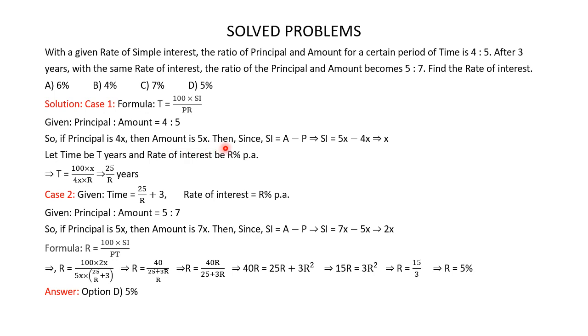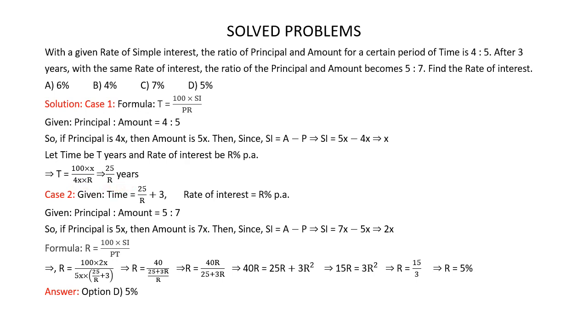Now since simple interest is equal to amount minus principal, it means that simple interest is equal to 5x minus 4x, which is x. So now we know that simple interest is x, principal is 4x, but we do not know what is the rate of interest. So let's assume that the rate of interest is r% per annum. Now substituting all these values in the formula here, we get T is equal to 100 multiplied by x divided by 4x multiplied by r. On simplifying this, we get T is equal to 25 by r years.